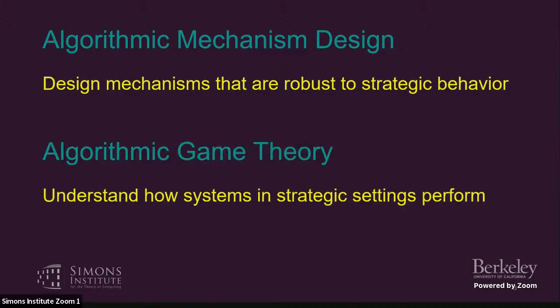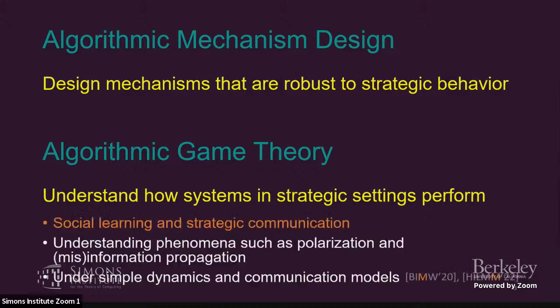And more generally, the field of algorithmic game theory studies how systems or algorithms perform in strategic environments. Here, my interests have been mostly in understanding how strategic agents in a network interact, communicate, and learn from each other. And what are the effects of these? Can we understand real world phenomena such as polarization or misinformation and information propagation using these models? So this is the part I'm going to focus on today.